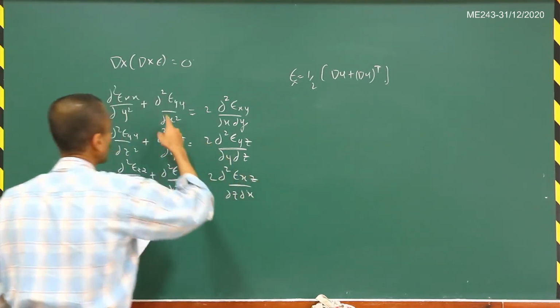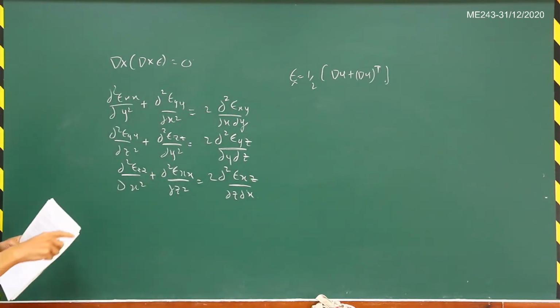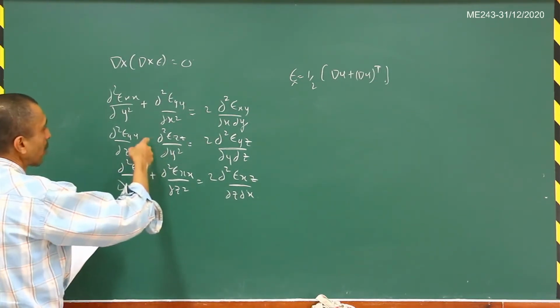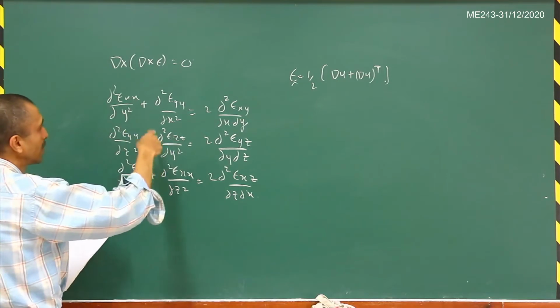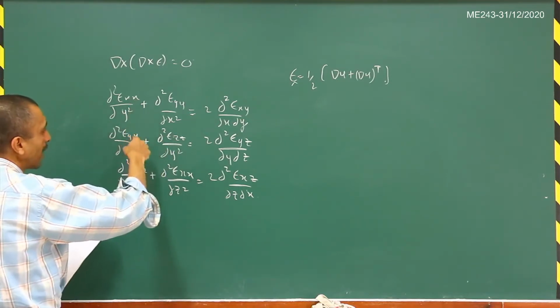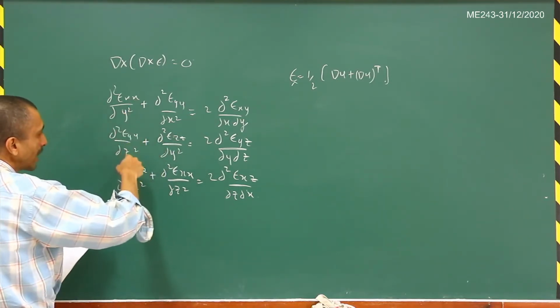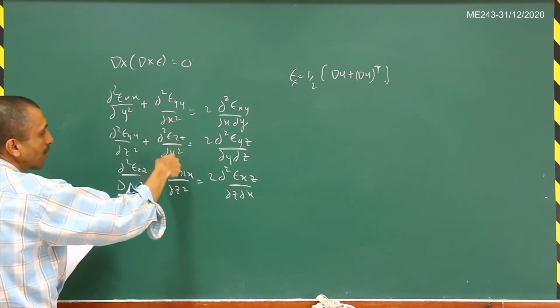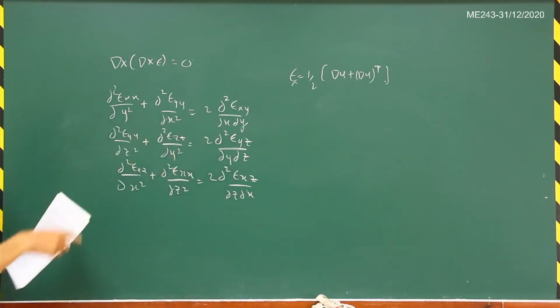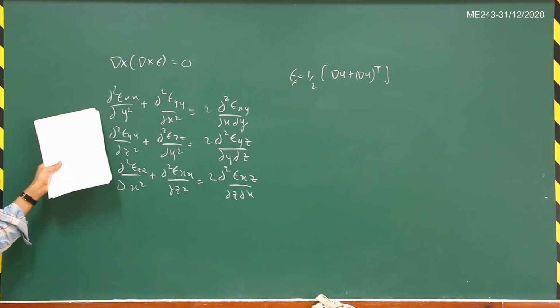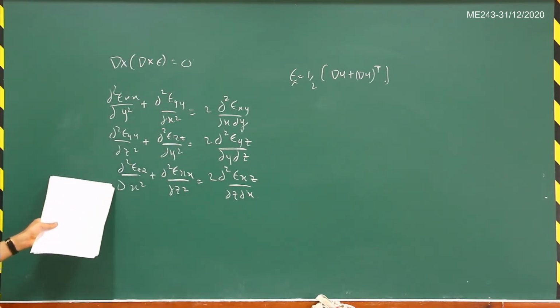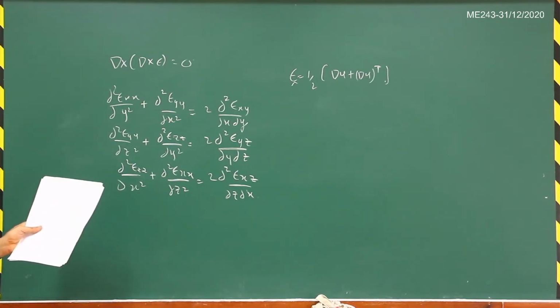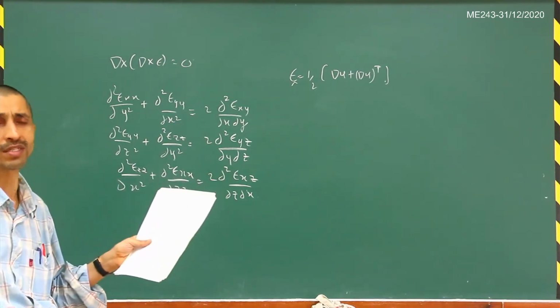So here actually, once you know the first compatibility relation, the others are obtained simply by permuting the indices, right? So x goes to y, y goes to z, z goes to x. So once you write down the first compatibility relation, then the other two are just obtained by permuting the indices. So x goes to y goes to z, z goes to x.